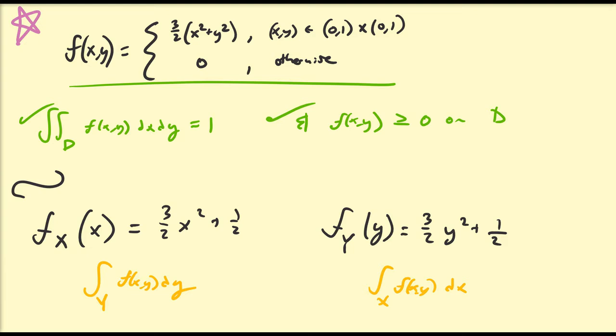So in this video, we'll calculate the mean, second moment, and variance of these random variables via this probability density function in two dimensions, and also discuss another property as well.